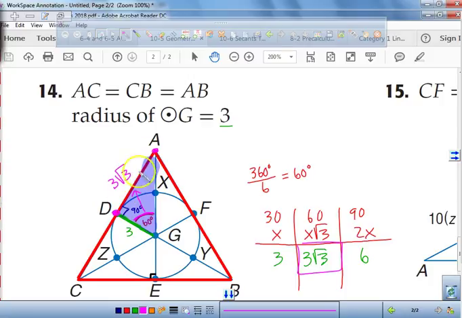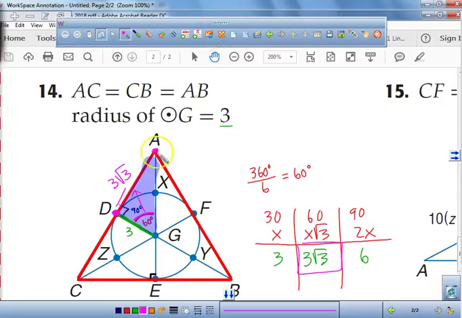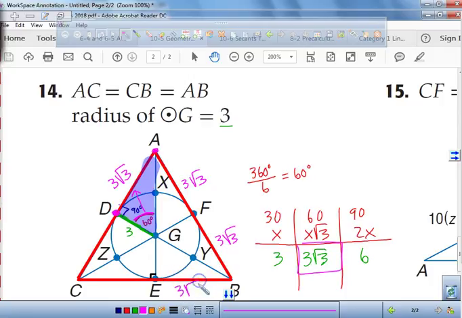Now, the distance from A to D is 3 radical 3. Well, what you need to realize, hopefully you realize, the distance from A to F would also be 3 radical 3. From F to B would also be. What about D to E? Nope. What is it? C to E, E to B, C to D, D to A, to F, F to B, all the way around the triangle is 3 radical 3.